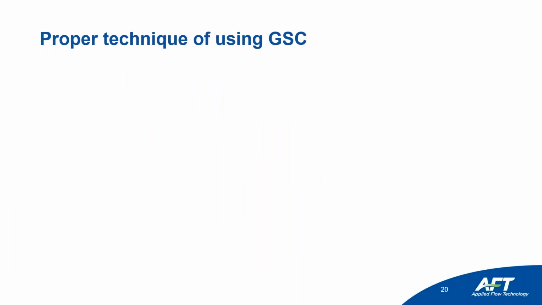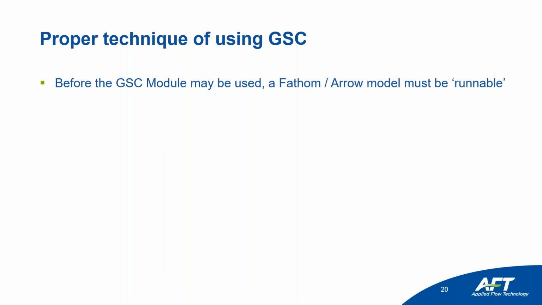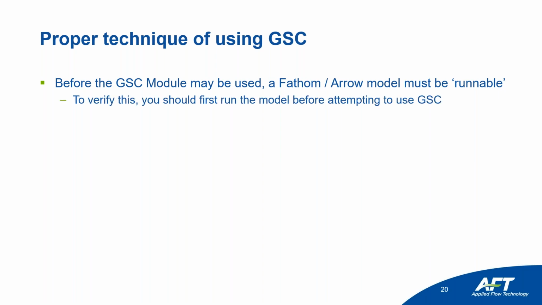All right, so let's get into the proper technique of GSC. Before the GSC module may be used, a Fathom and Arrow model must be runnable. And that's why in that example, the base scenario I ran without GSC to make sure the steady state solution is reasonable and not throwing up any errors. Because if you build a giant model and it's not even runnable in steady state, you're going to see some problems running in GSC. So there it is. A tip, make sure GSC is active and is in use.